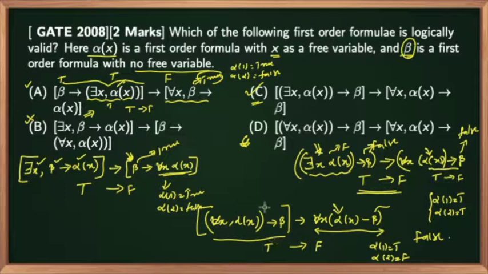Now if you see here, I know that beta is false, right? So I had to make for all x alpha of x be evaluated to false, right? So false implies false will be true. So I have alpha of 1 equal to true and alpha of 2 equal to false. That means for all x alpha of x is false, right? So false implies false will be true. So I have a truth assignment such that I can get true implies false. So choice D is also wrong. So the correct option should be C.